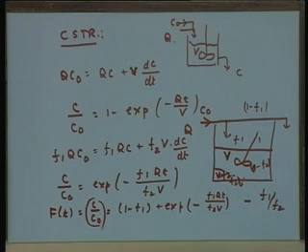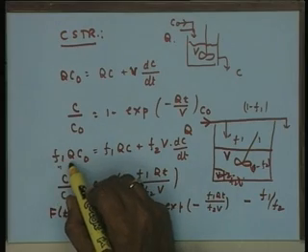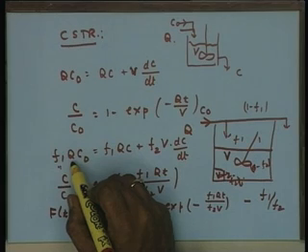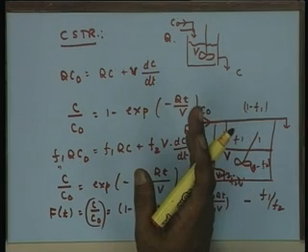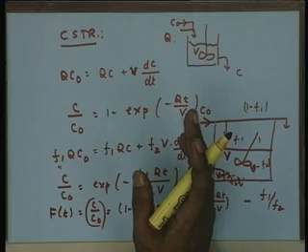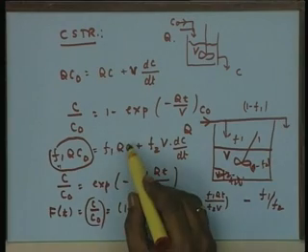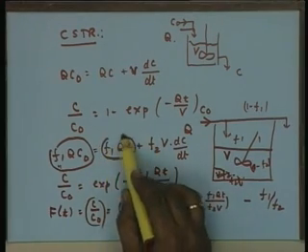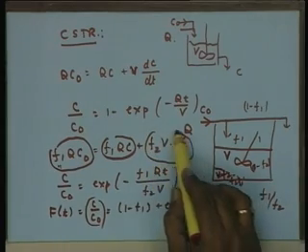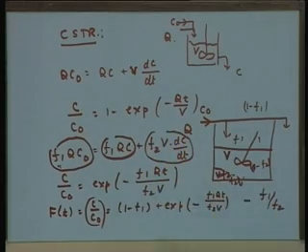And yes, in making this mass balance, should we not have the input as QC naught and the output as F1 QC plus 1 minus F1 QC naught? The input going into the reactor is only F1Q; the 1 minus F1 is not going to the reactor. So this is the actual input to the reactor, and this is the exit stream, F1Q into C, plus the change of concentration.